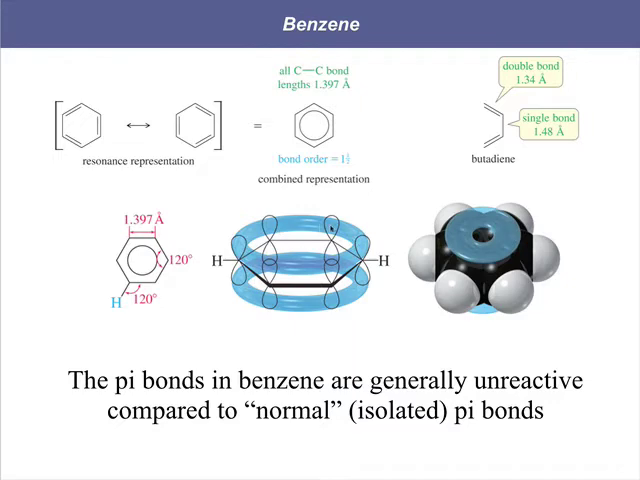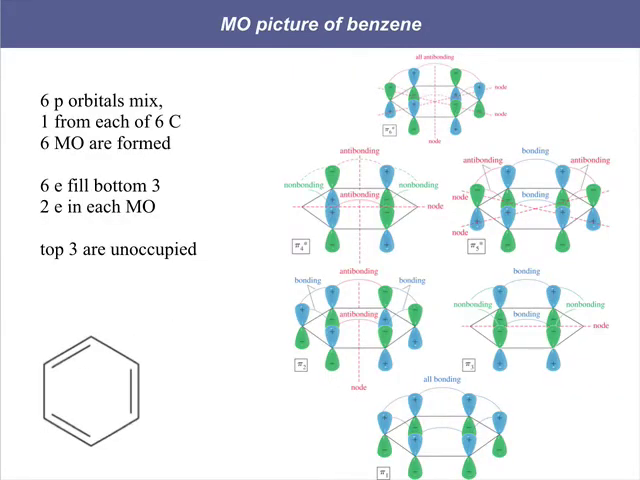mixing. One mixes with 2, 2 mixes with 3, 3 mixes with 4. And so in that sense, 1 gets to mix with 2, and 1 gets to mix with 3, 1 gets to mix with 4. They all get to mix. So for mixing 6 orbitals together, we should be producing 6 new molecular orbitals. This is what that picture looks like. This is the molecular orbital picture of benzene.